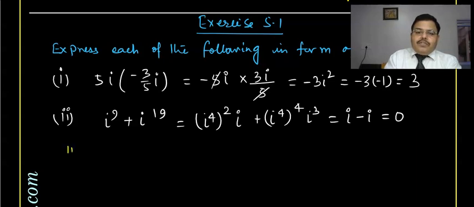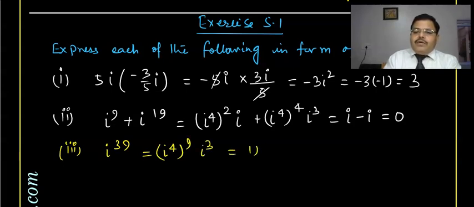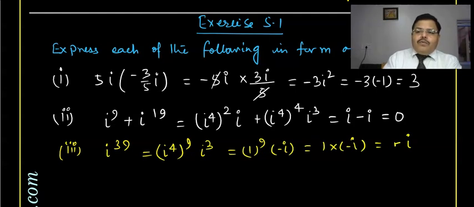And now the third question I am going to take is iota to the power 39. What will happen and how do we deal with this situation? So iota to the power 39 is nothing else but iota to the power 4 into 9, that is 36, and iota cube. Iota to the power 4 is 1, so 1 to the power 9 is 1 and iota cube is minus iota. So we will write 1 into minus iota, and that is minus iota. So the output is minus iota. I hope you got it.